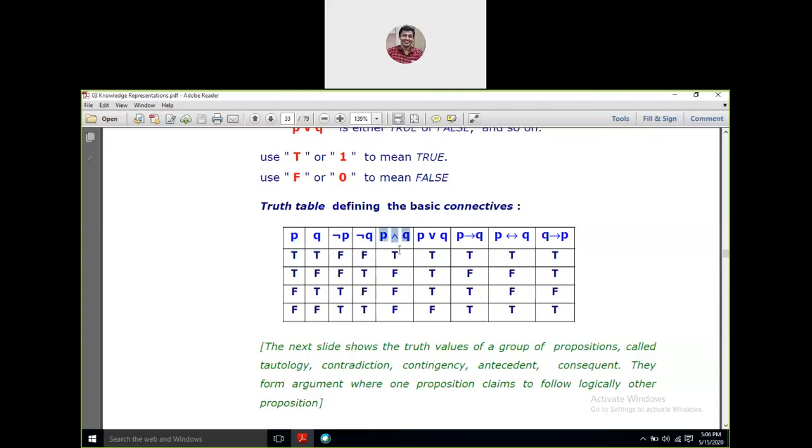If I am taking up the connective, that means an AND operation of P and Q, where P and Q are both true, then P and Q will be true, obviously. If it is P or Q, and my P is true and my Q is true, then P or Q will definitely be true. Now I do have an implication operator. That means P implies Q.